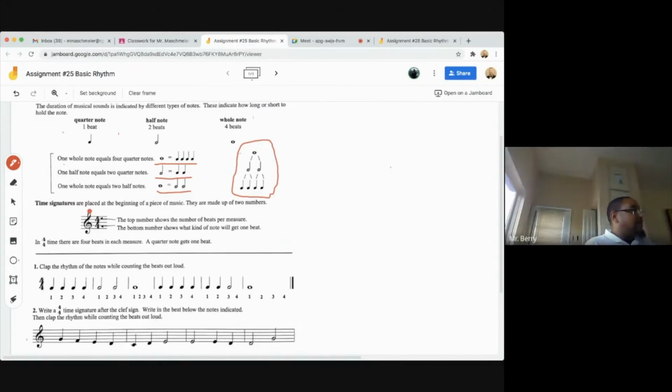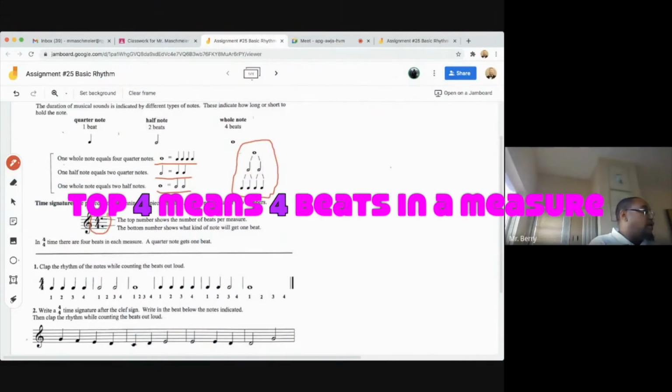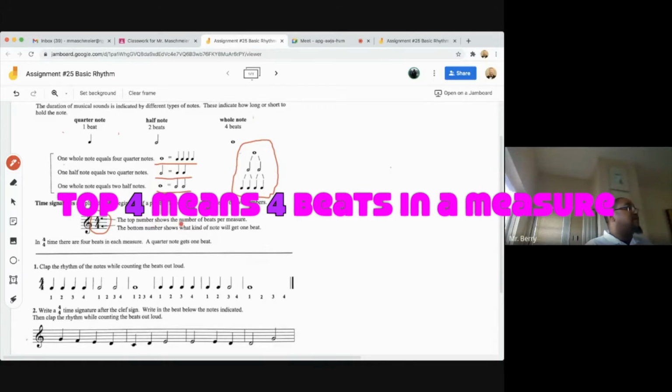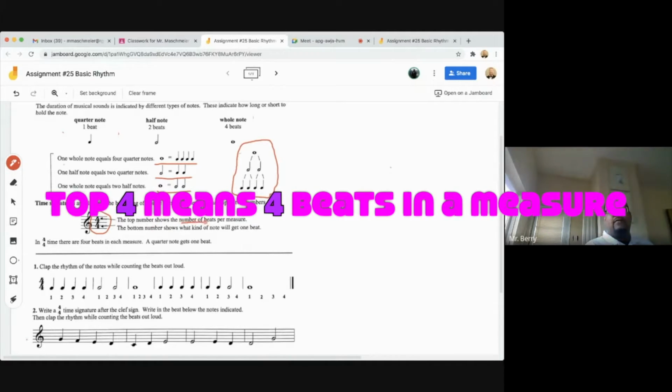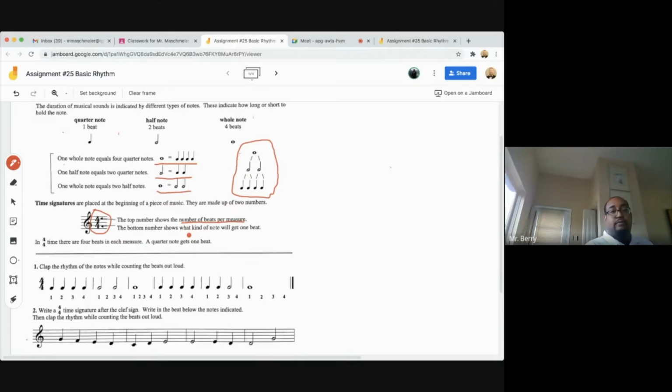Okay, so now we're going to read about time signatures. It says time signatures are placed at the beginning or start of a piece of music. They are made up of 2 numbers. So you'll see 4 on top of 4. The top number shows us the number of beats that we have in what's known as a measure. The bottom number shows us what kind of note is going to get 1 beat.